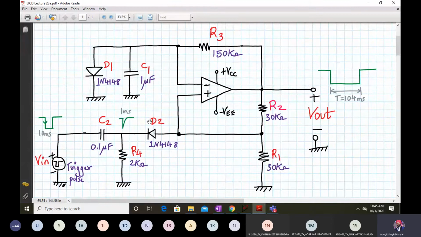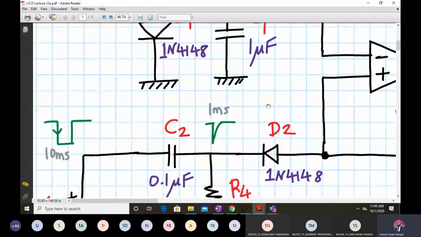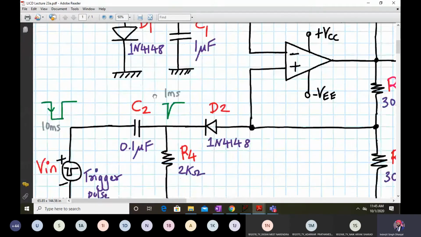We have just studied the ideal differentiator and integrator. The practical differentiator and integrator we will study using an op-amp. But what I'm saying is, this RC element is a passive differentiator circuit. Whenever you apply a negative going pulse like this, I'll expand it a little, the output of the differentiator will be like this. So C2 and R4 form a differentiator. Just remember that point.